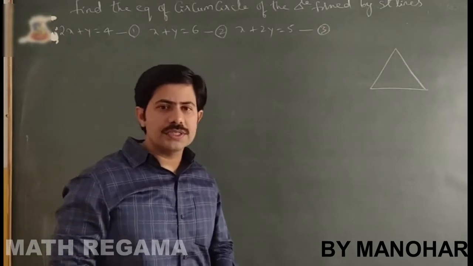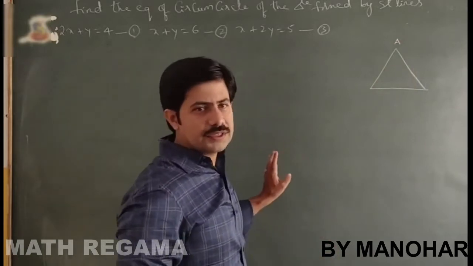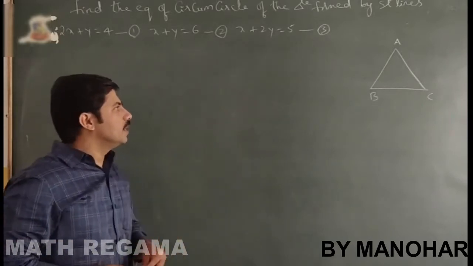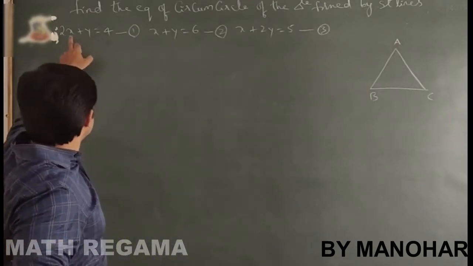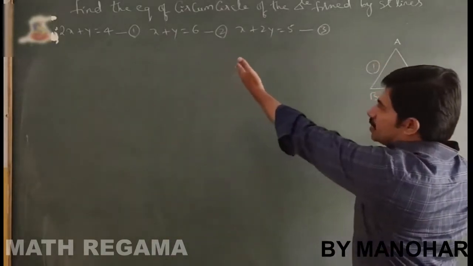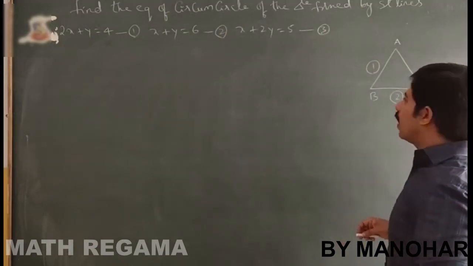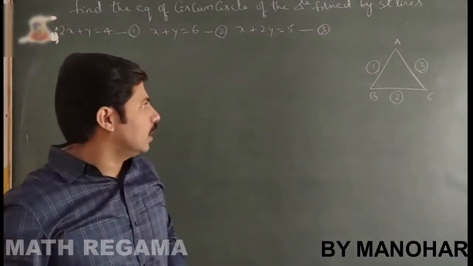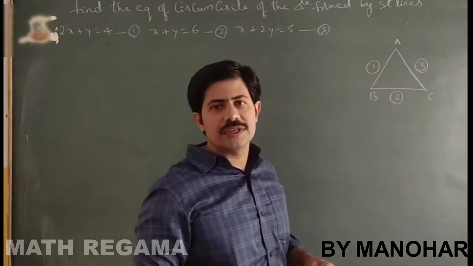So first we find the three vertices of a triangle. See now, A, B, C are the three vertices. Side AB is represented by the equation 2x plus y is equal to 4, equation 1. And x plus y is equal to 6 represents side BC, and x plus 2y is equal to 5 represents side AC. So to find the equation of circumcircle, first we find out all the three vertices, then we find out the equation of circumcircle.